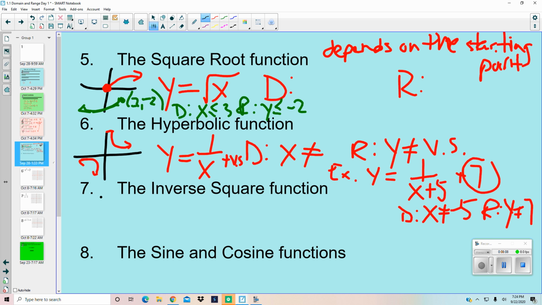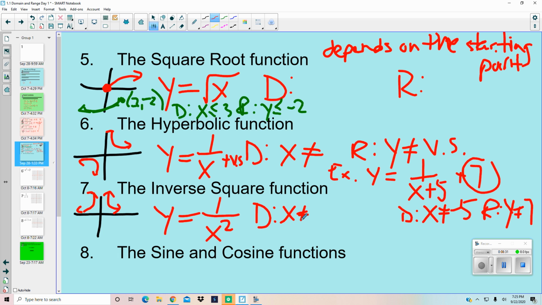Next one, inverse square. Inverse square is similar to a hyperbola, but it has 2 branches, but they're next to one another. The equation looks like this. Not 1 over x, but 1 over x squared. The domain is again going to be what x cannot be equal to. The range is going to be either y is less than some number or y is greater than some number, and that number is going to be the vertical shift, just like in the hyperbola.